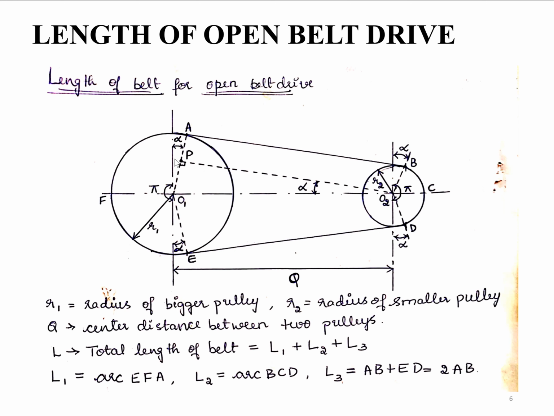If we are using an open belt drive, the driver pulley and the driven pulley both will be rotating in the same direction. Before going to the derivation, we want to understand a few terms. We have two pulleys: one is a larger pulley, one is a smaller pulley. Here this one can be the driver pulley, and the other is the driven pulley. The center of the driver pulley will be taken as O1, the center of the driven pulley will be taken as O2. The radius of the driver pulley will be taken as R1 and the radius of the driven pulley as R2.